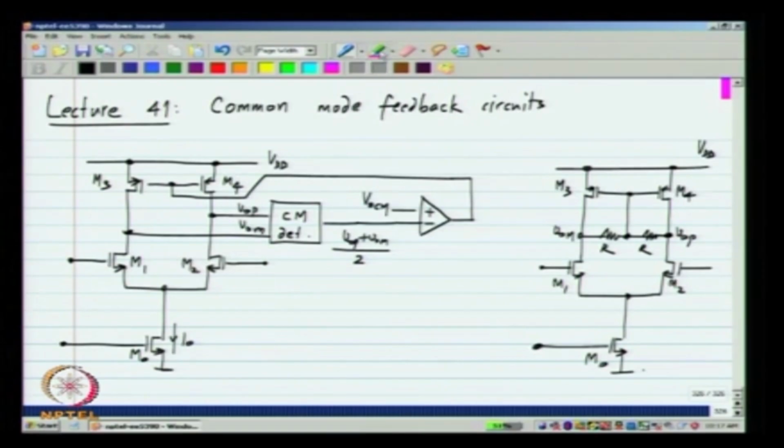When you apply a differential voltage, what happens is that VOP will swing up, let us say, and VOM will swing down by an equal amount. The average value does not change. So, the common mode feedback circuit does not react to differential signals. That is a prerequisite of the common mode feedback circuit. It should not react to differential signals. The same thing happens here. If VOP goes up, VOM goes down by an equal amount, this voltage does not change. So, the currents delivered by M3 and M4 do not change at all.